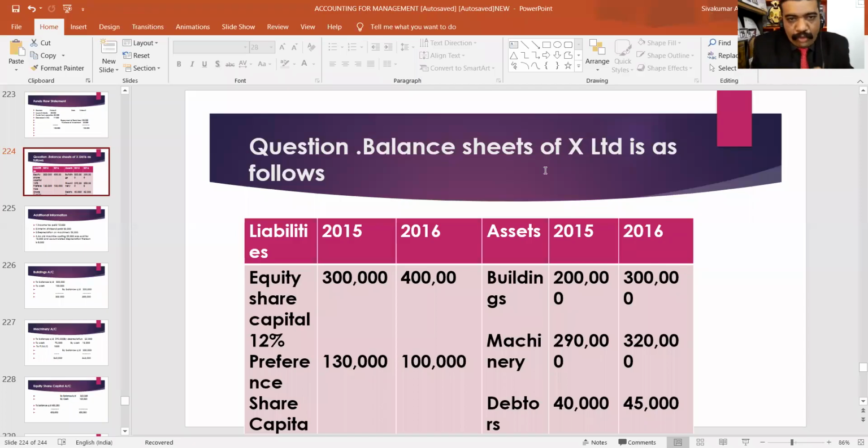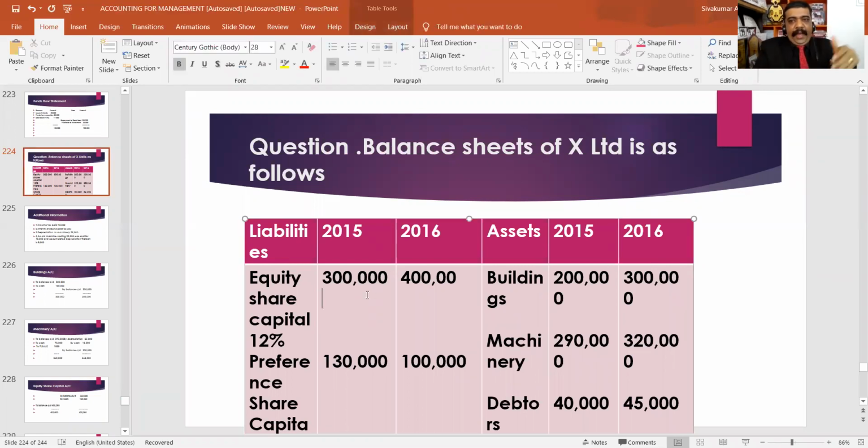Okay, now we have to solve a question related to the fund flow statement. The balance sheet of X Limited is as follows. Balance sheets are given below. Please look at the PPT and understand the amounts shown in the balance sheet.